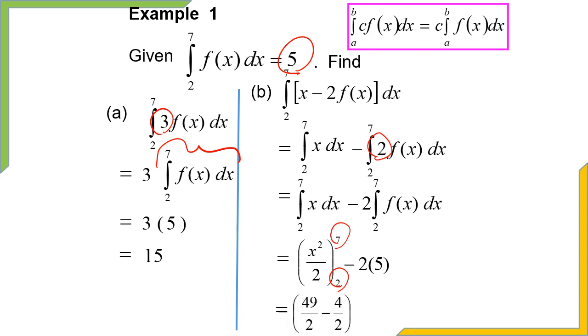So what do we get as the answer? Substitute 7 into x. So we have 7 squared, which is 49 over 2, minus 2 squared, which is 4 over 2. So we get 45 over 2 minus 10. The answer will be 45 over 2 minus 10. 10 is equal to 20 over 2. So 25 over 2.